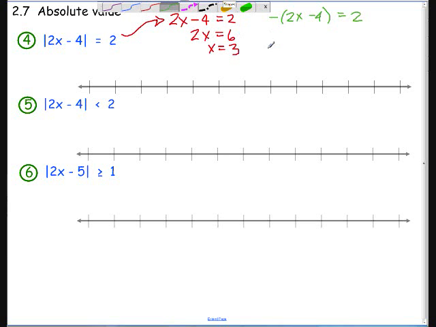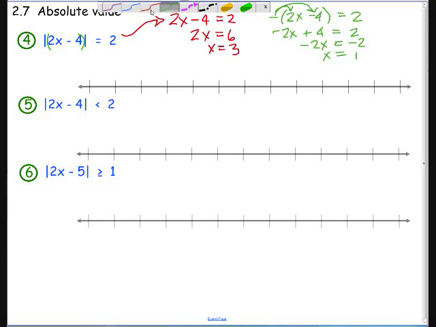On my negative version, always when we have absolute value, this expression in here may be a negative or it may be a positive. Okay, so that would become negative 2x plus 4, good for you if you saw that right off, equals 2. Nothing's happening over here. What did I just do? I distributed that negative. So I've got a negative 2x equals, I'm going to subtract 4 from both sides, a -2. I divide both sides by -2, I get x equals 1.